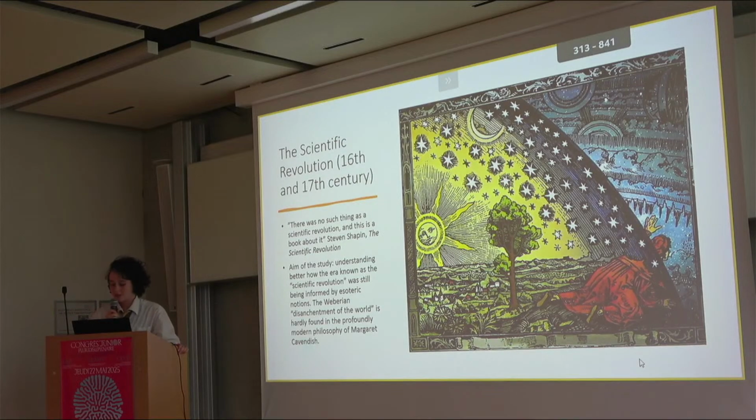In particular, the dialogues between Cavendish and other famous philosophers of the time, such as René Descartes, Henry More, Joseph Glanvill, Jean-Baptiste van Helmont, or Thomas Hobbes, show that hermetic and magical representations of nature and the universe were still widespread at the time, and not just in Cavendish's philosophy.